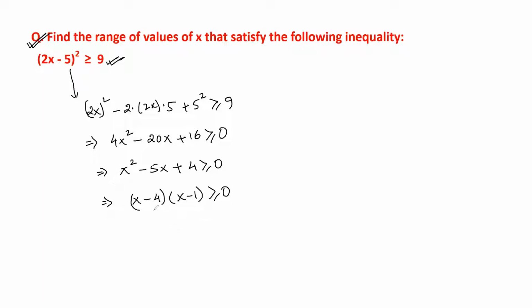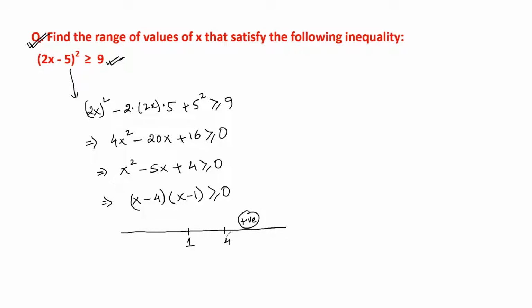So now we have the two factors as x minus 4 and x minus 1. To find the range of values of x, we can simply draw a number line and put the critical points here. So here the critical points would be plus 1 and plus 4. Now, if we take a value which is more than 4, in that case, this quadratic inequality would be positive. So we can put a positive here.